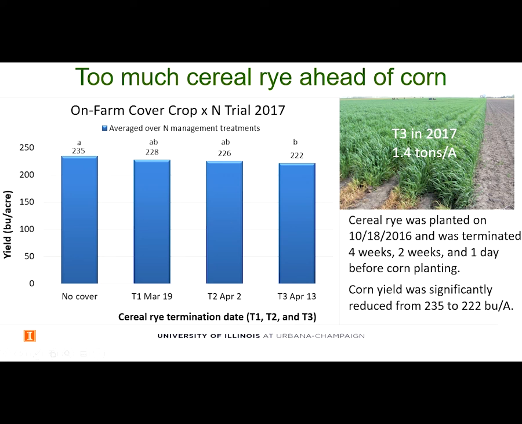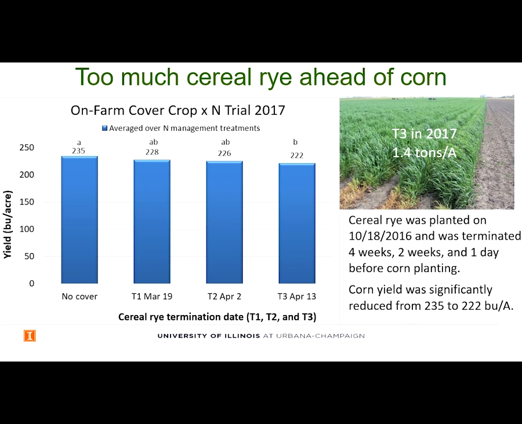We tried to terminate the cereal rye 4 weeks before planting, 2 weeks before planting, and then the day before planting, just to stress the situation. And I would never recommend that you plant corn green into cereal rye, but we're pushing the envelope here, and we wanted to have an effect.